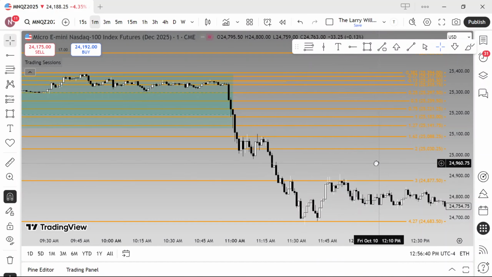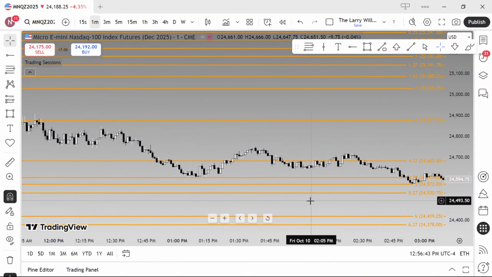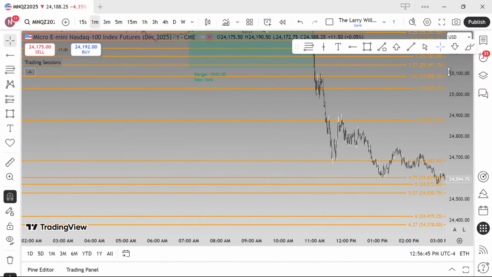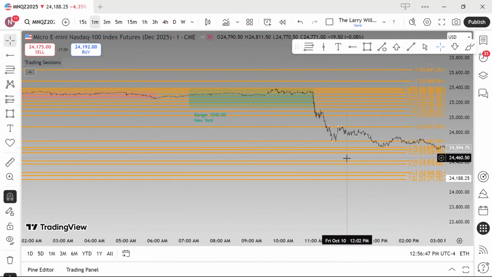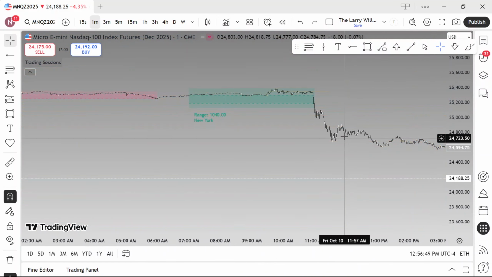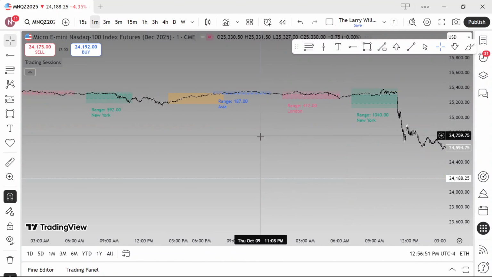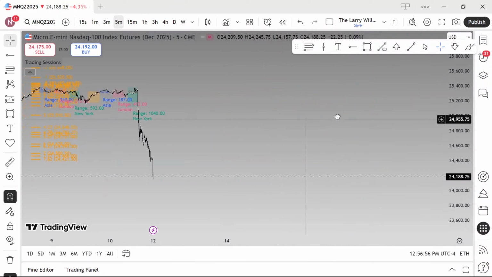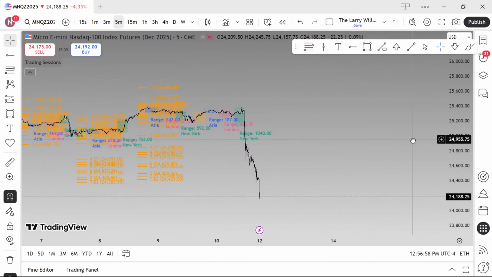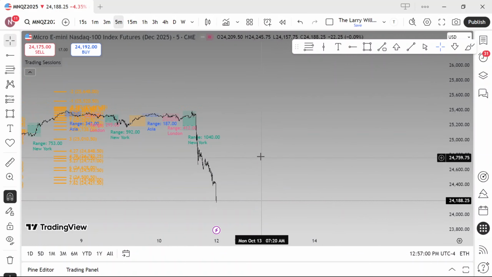And then obviously you can see the way the body's respected, but that pretty much sums up how I use ICT CBDR in my day-to-day trading. That was a weekly review for the entire week of whatever week this is, ending on the 10th of October.